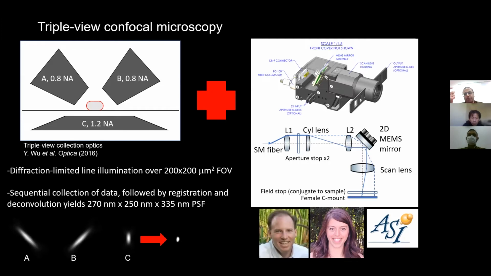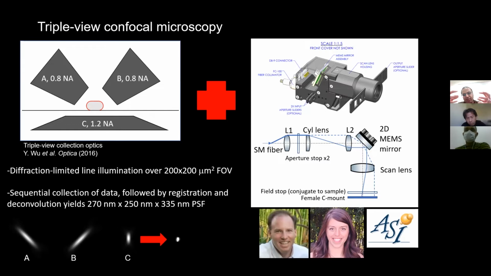These produce sharp diffraction limited illumination over several hundred micron field of view. So we take data from all 3 views, and then we register the data and deconvolve it, much as I told you about in the first part of my talk. And then the main benefit of doing this for small samples is this bump in axial resolution, right? So you fuse these 3 views and you can get 250-ish nanometer lateral resolution and close to 300 nanometer axial resolution with these 3 objective lenses.